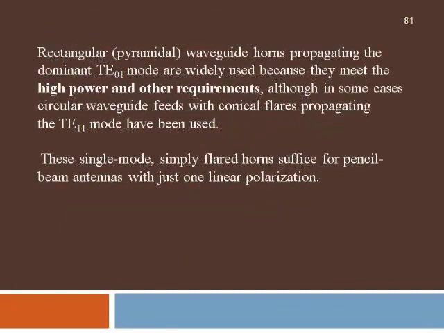Rectangular waveguide horns propagating the dominant TE01 mode are widely used because they meet the high power and other requirements, although in some cases circular waveguide feeds with conical flares propagating in the TE11 mode have been used. These single mode simply flared horns suffice for pencil beam antennas with just one linear polarization.